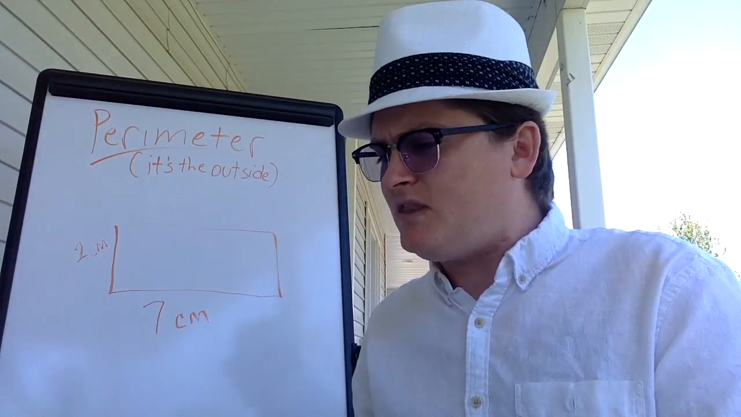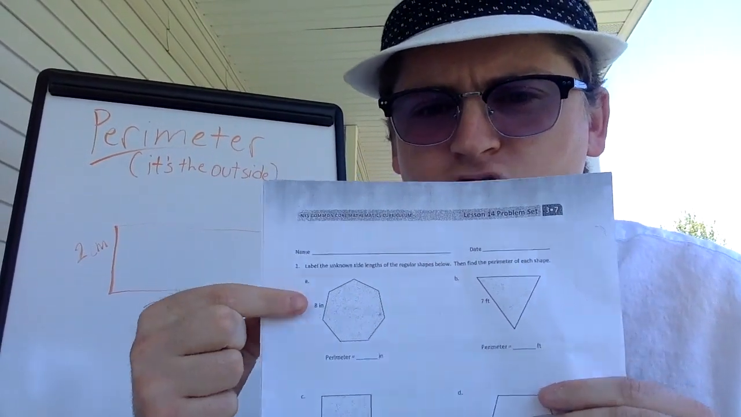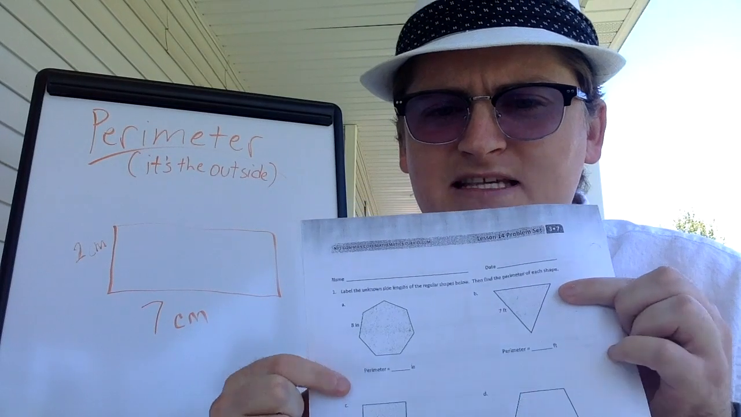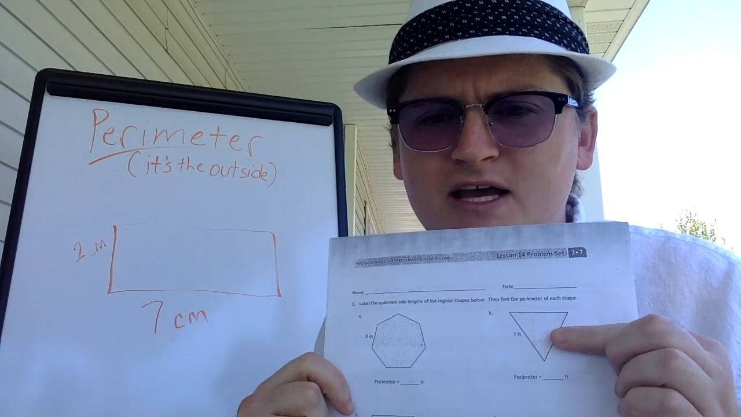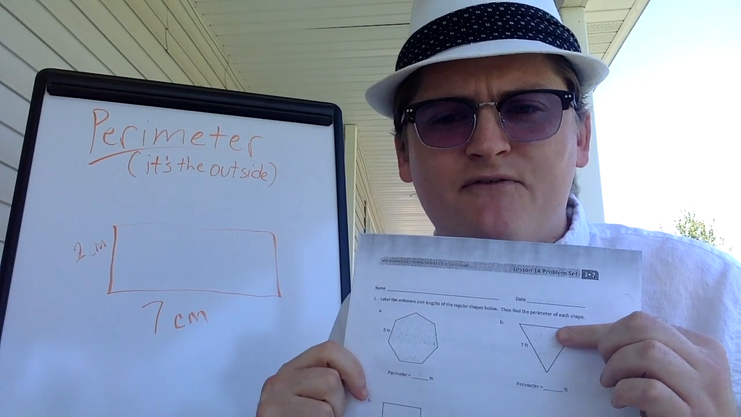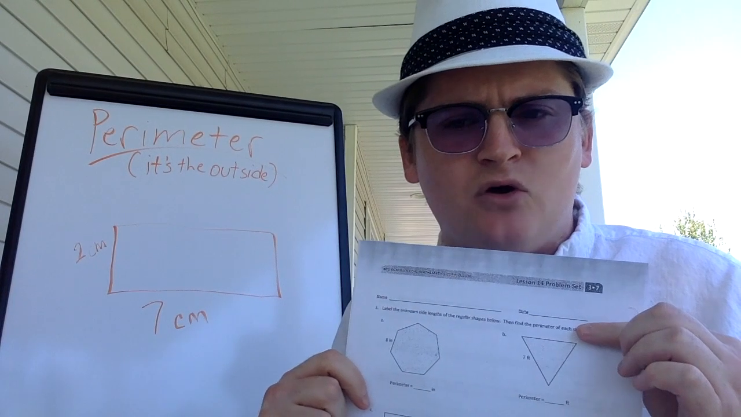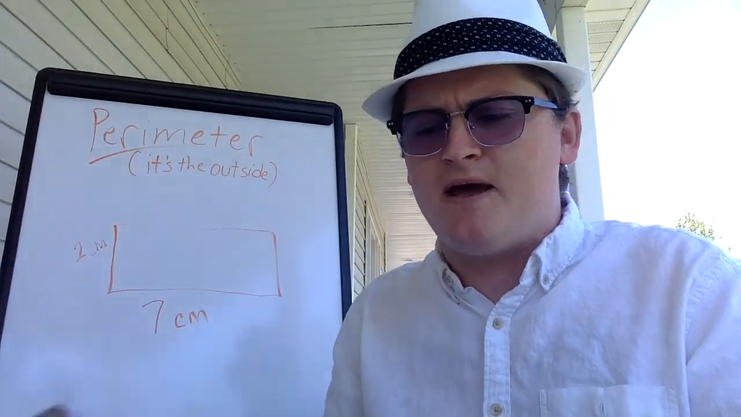Like on the lesson 14 problem set, if I look at this triangle over here, and I see that it's only got the 7-foot landmark there, that means one side is 7 feet, but all three sides are 7 feet. Okay? Now let's jump back here.